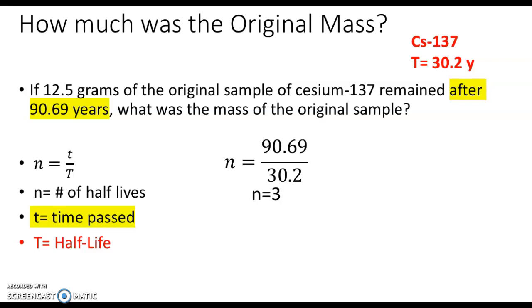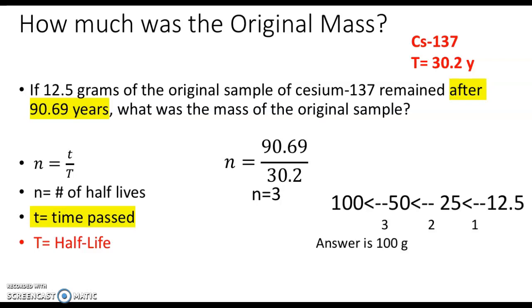So once again, my N value is 3. That is not my answer. Remember, they wanted the original amount. So think to yourself, do they want 12.5 to decrease or do they want 12.5 to increase? Obviously, if you want the starting amount or the original amount, you want it to increase. So that means instead of dividing by 2, we're going to be multiplying by 2.